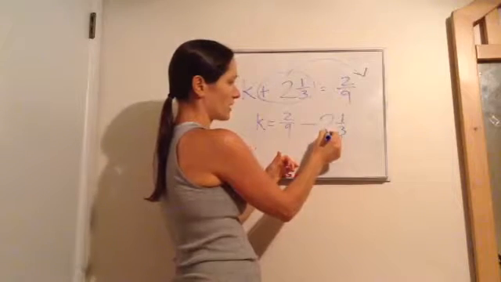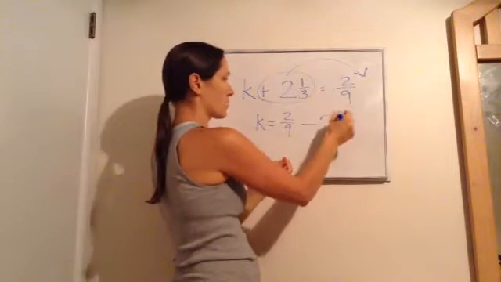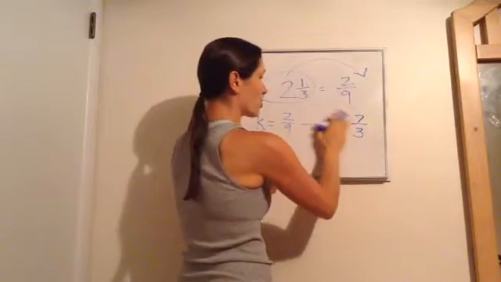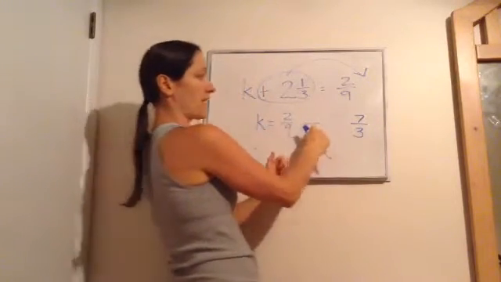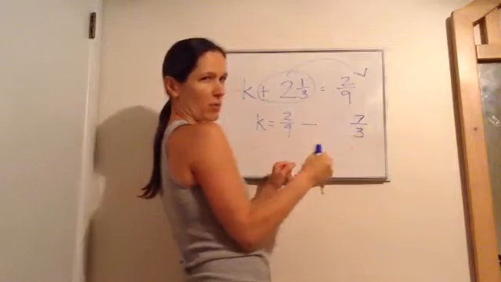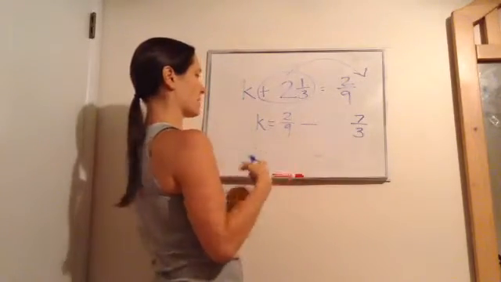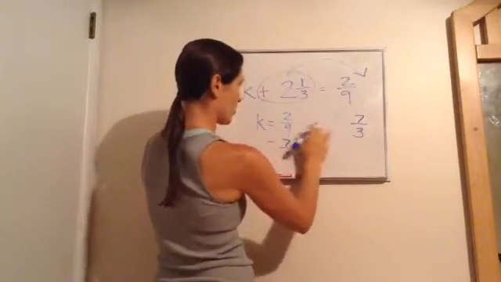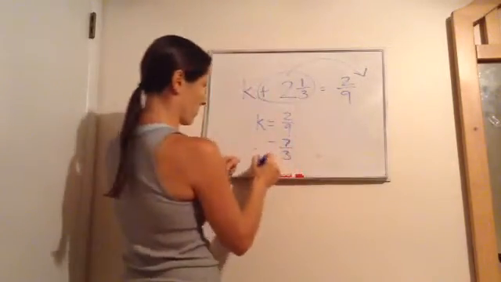3 times 2 is 6. 6 plus 1 is 7. That becomes 7/3. Okay. First of all, this is 2/9 minus 7/3. That make a little bit more sense in your head? Yeah. It does in my head too. Okay, so now this is 2/9 minus the 7/3. So I'm going to write it up and down just because my brain works better like that.